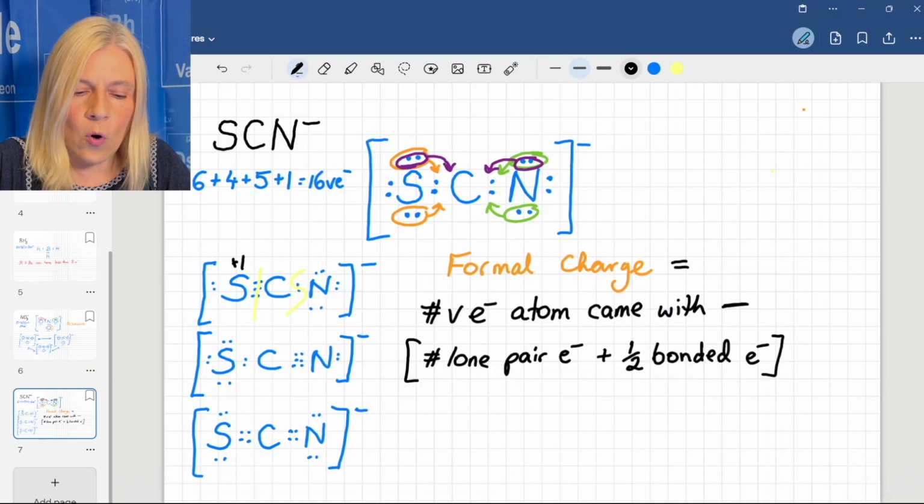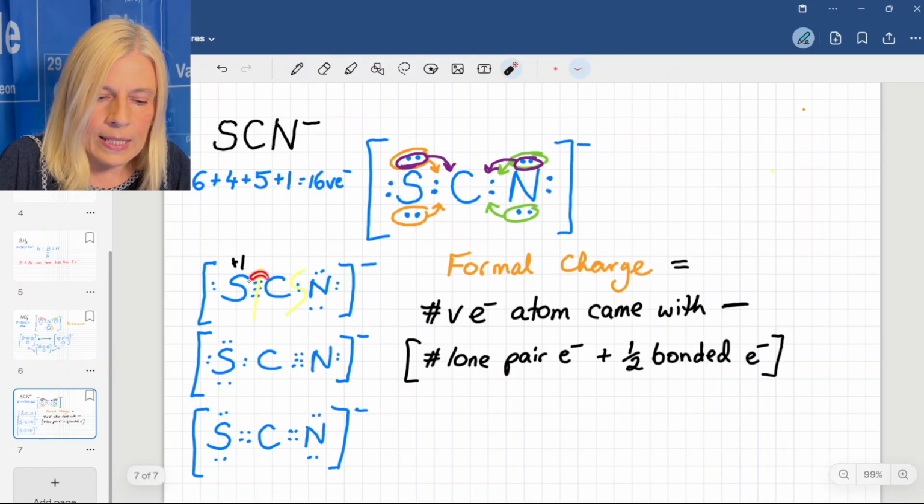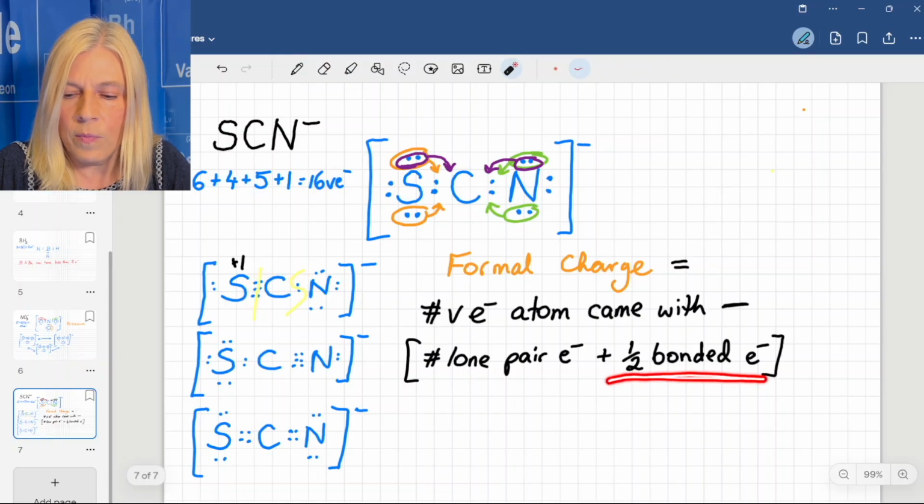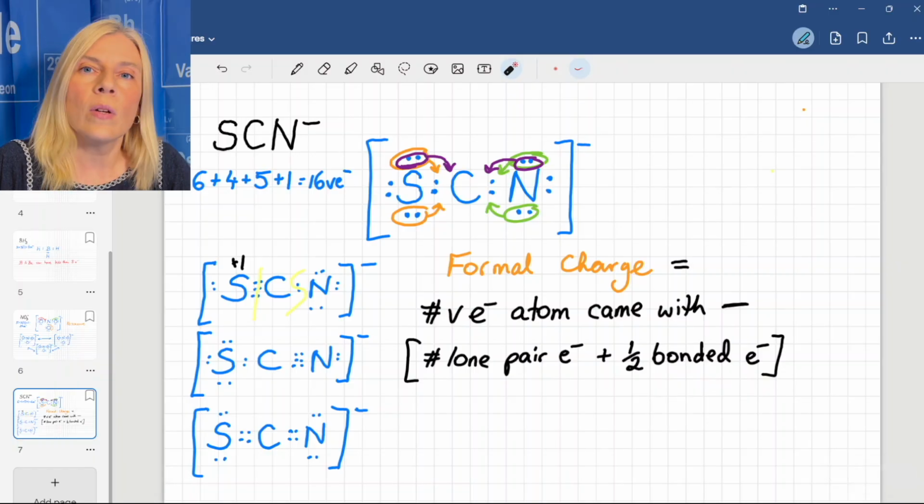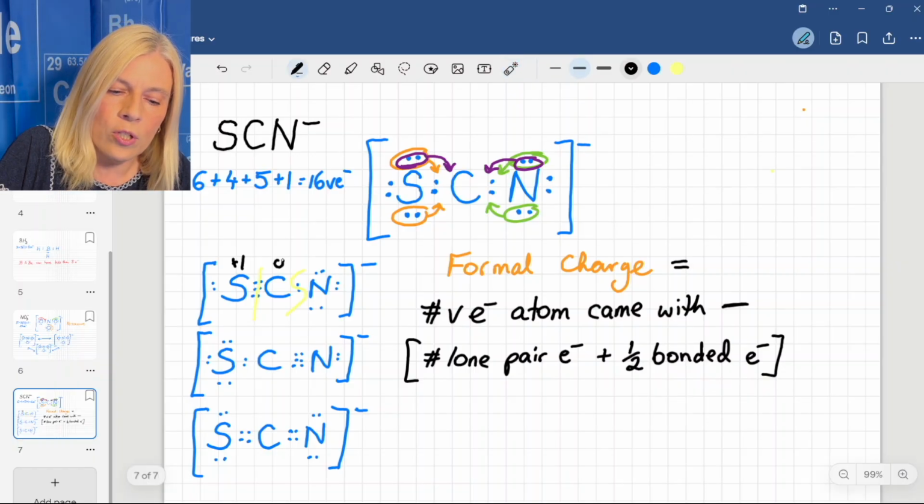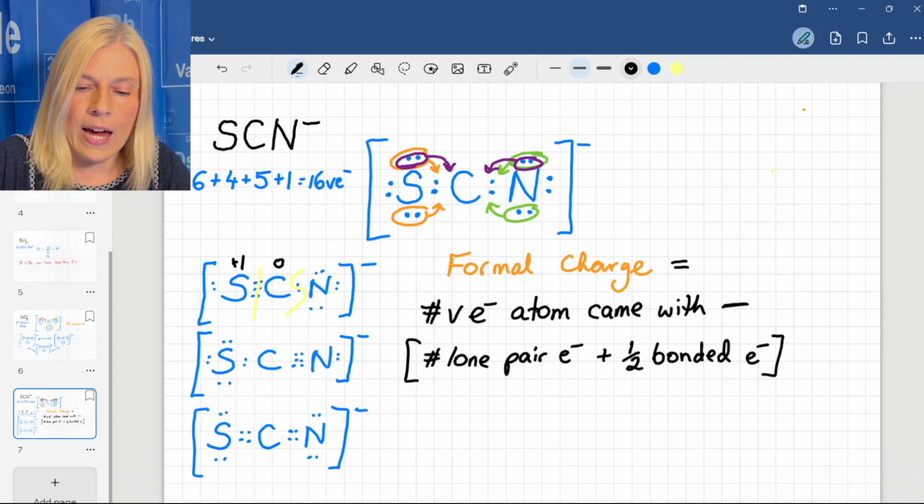Carbon came with 4, and it has no lone pair electrons, but it has here 6 bonded and here's 2. So it has 8 bonded electrons. So half of bonded electrons is 4. So carbon came with 4 and now it has 4. So formal charge is 0. Yes, okay. So nitrogen came with 5.